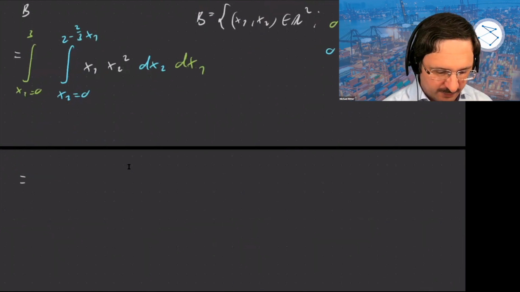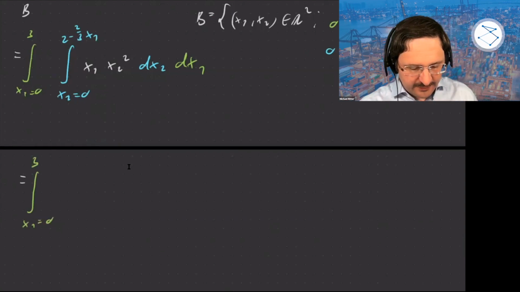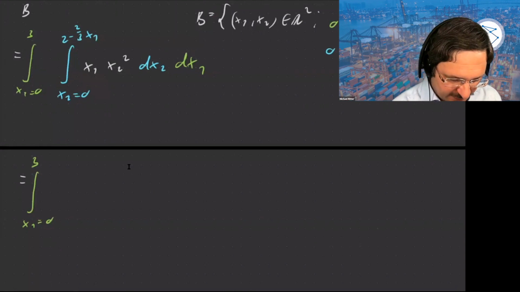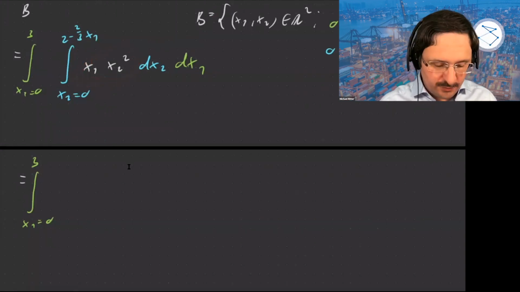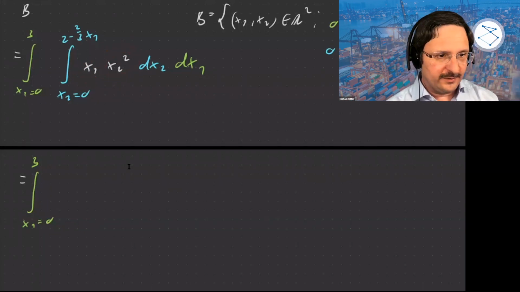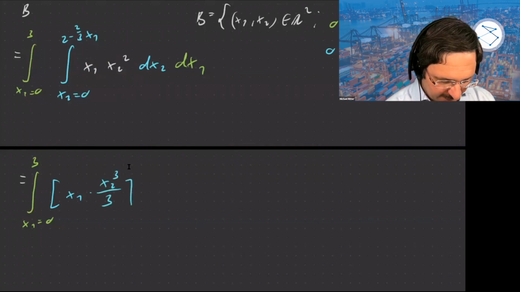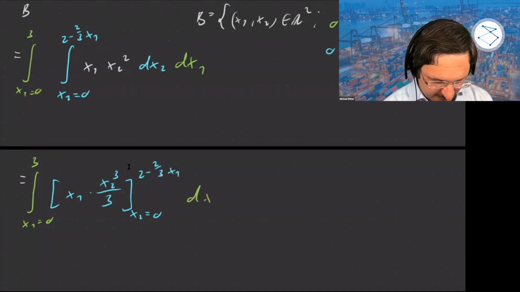So let's compute that integral here. Just copy this outer integral first. Evaluate the inner integral. If we integrate that here with respect to x2, then we get x1 times x2 to the power of 3 over 3. So the result here is x1 times x2 to the power of 3 over 3, for x2 from 0 to 2 minus 2/3 x1. And the result will be integrated dx1.